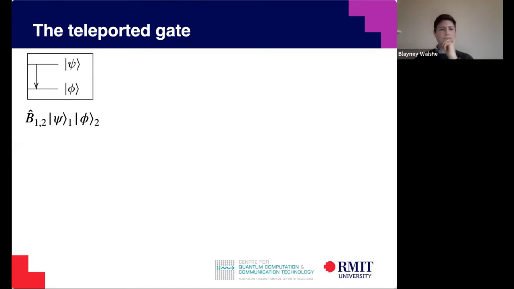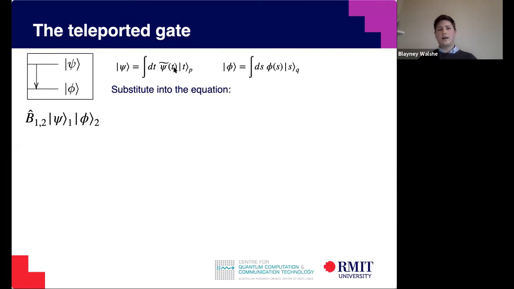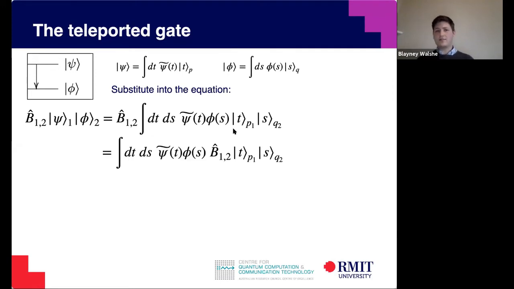We just express psi and phi like this. This derivation is short, so I'm not going to dwell on it too long, but I will show it to you. Psi and phi are just substituted into this equation like this. Now the beam splitter doesn't act on the wave functions or anything. It just goes straight over to the kets.